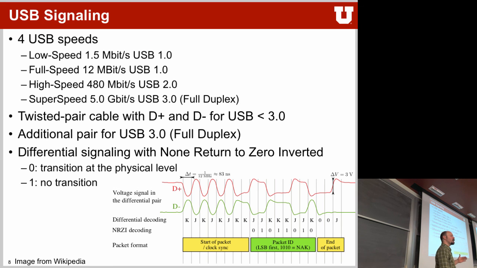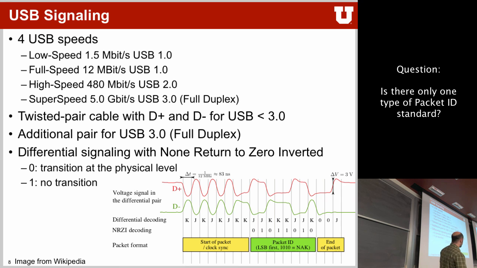And I'm pretty sure if you go to USB 3.0, it's even more stringent on what type of clock you have to have in your device in order to decode what's actually going over. Can you talk about the packet ID there? Is that the acknowledged signal? There are a lot of different packet IDs. So if you actually go into details of USB, it's an extremely complex protocol.